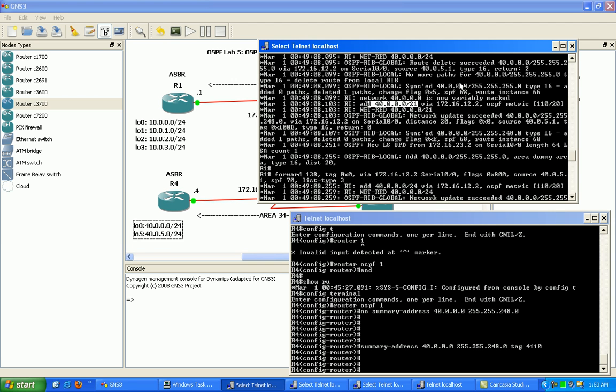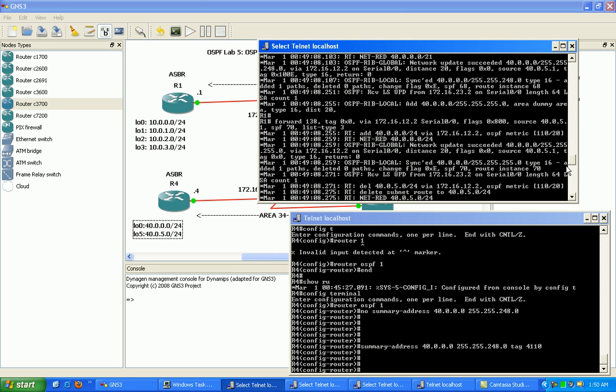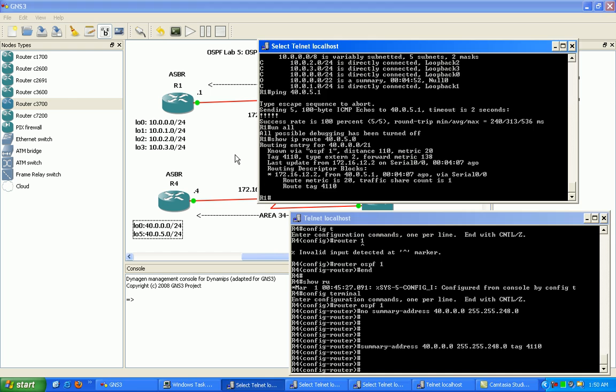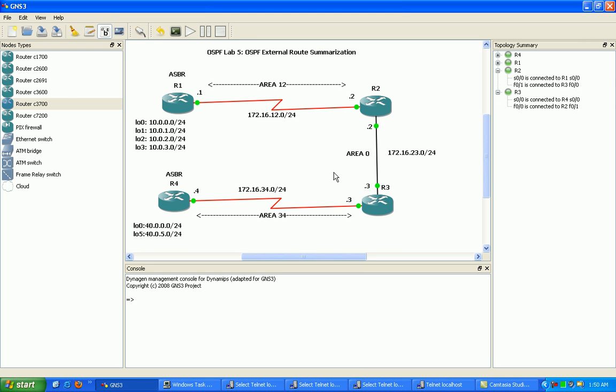Anyway, the point is here that the summarization, external summarization, again, let's go ahead and go back to the key points here. We looked at OSPF external route summarization.